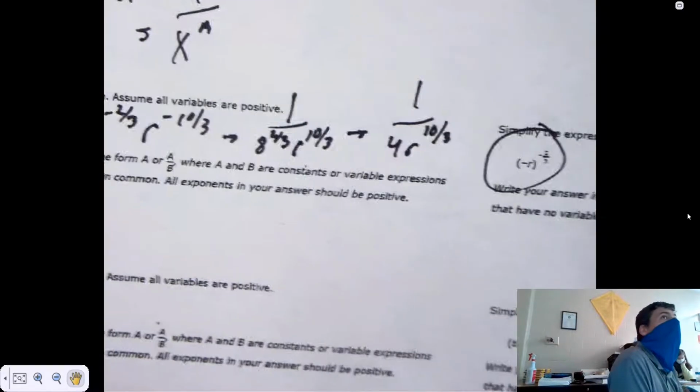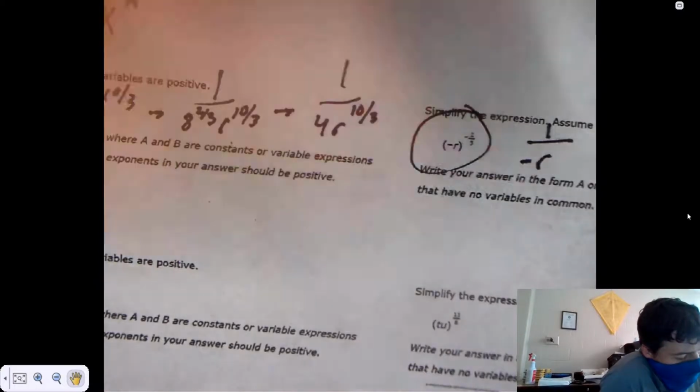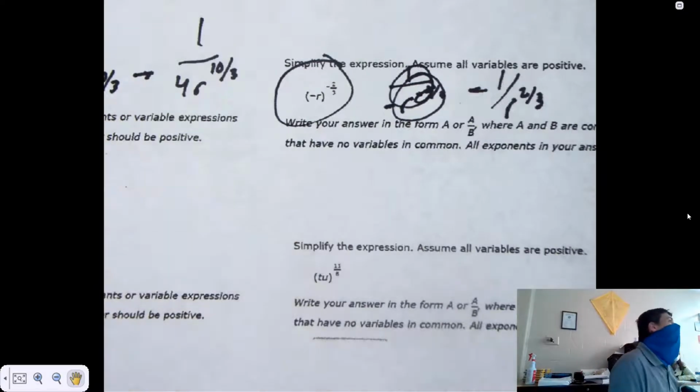Now, this one I put on there just because when you look at it, you might think there's only one thing you have to do. You might be tempted to just say that this is 1 over negative r to the negative 2/3 power. Sorry, to the positive 2/3 power. Let me do it this way: negative 1 over r to the 2/3 power. IXL would reject that in a heartbeat. That's definitely wrong.